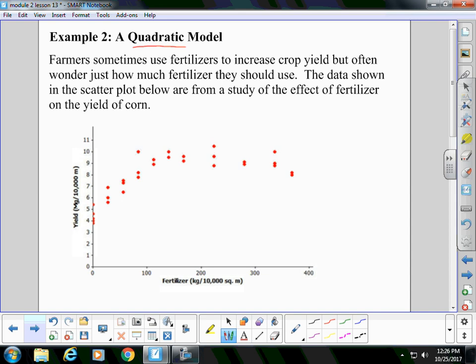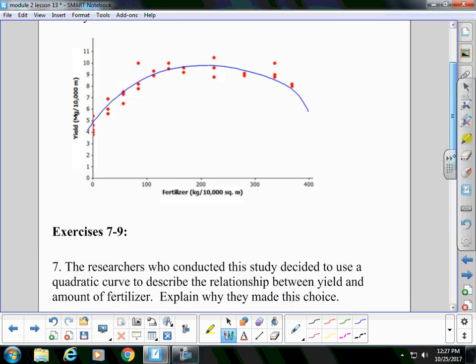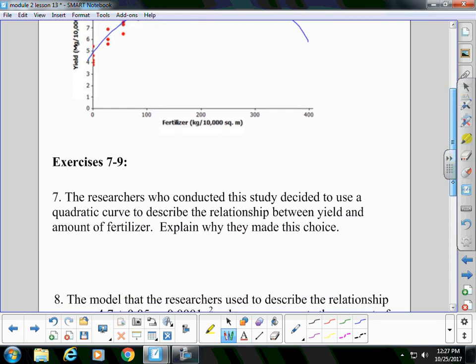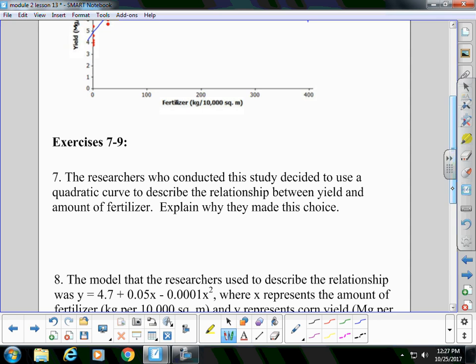So looking at these points here, notice that it's curving, and it's in that U shape. It's an upside down U. That U shape is what makes a quadratic model. Okay, so exercise 7, it says the researchers who conducted this study decided to use a quadratic curve to describe the relationship between the yield and the amount of fertilizer. Explain why they made this choice. And I just kind of answered that.